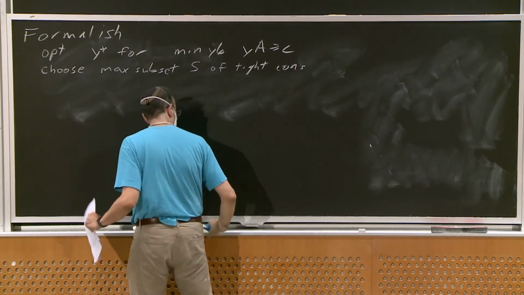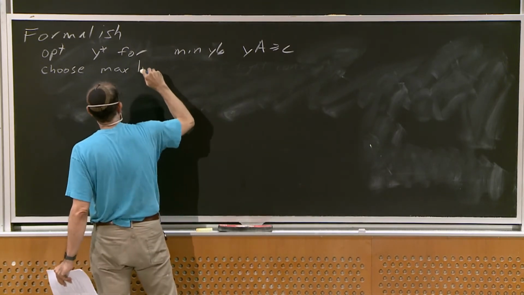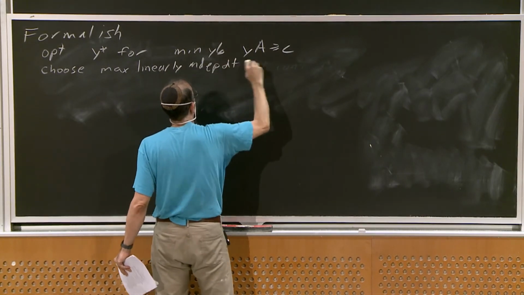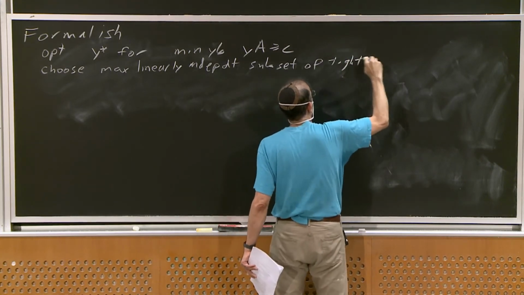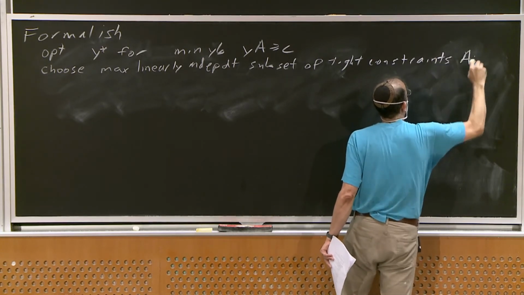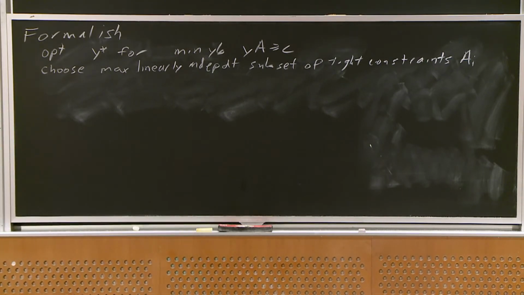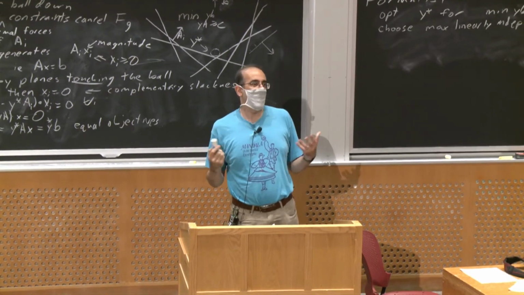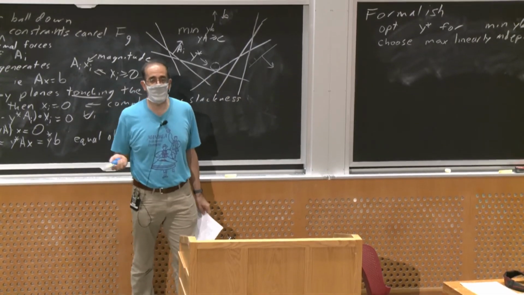Oh, sorry, missed out a word. A maximal linearly independent subset of the tight constraints, A sub i. Okay? If you think about it, really the only part of the linear program that should matter is the part that's tight at the optimum. So that's what we're going to focus on in the proof. Okay? Everything else is a distraction.